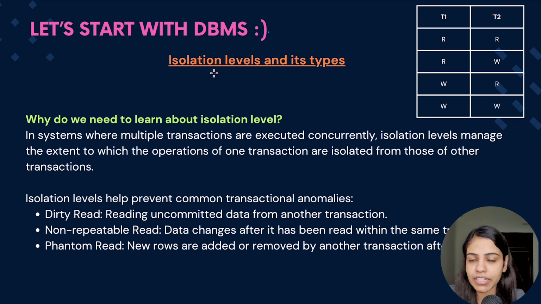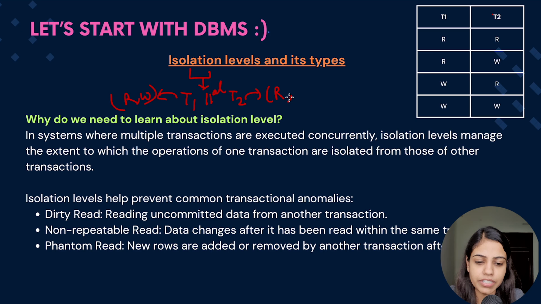Now before starting with isolation level, let's just understand about isolation. So isolation says that if there are two transactions T1 and T2 which are running parallelly or concurrently, then these transactions should be isolated of each other. That is, any operations happening in T1 should be isolated of operations happening in T2. Now this is what isolation is.